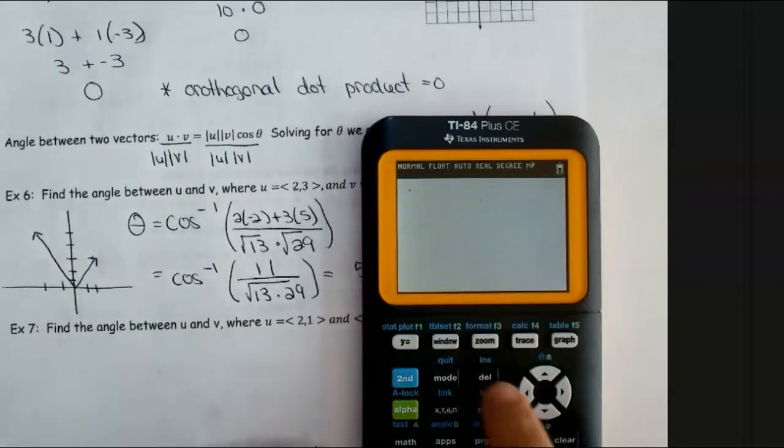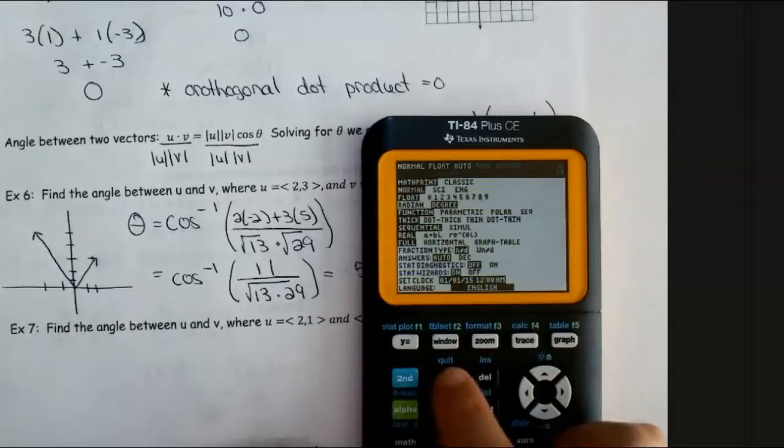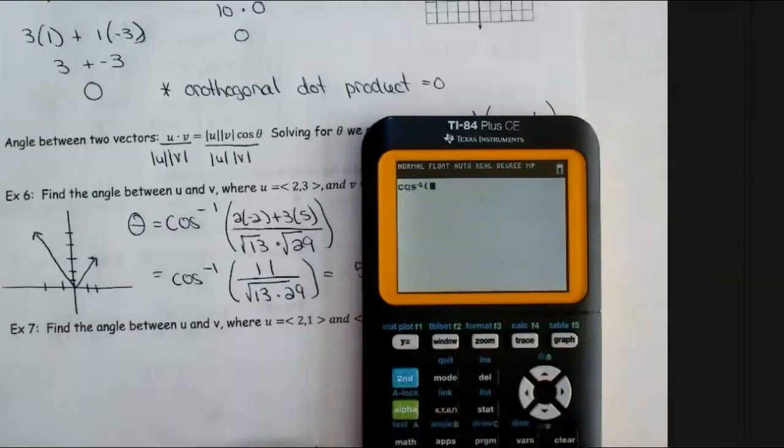Okay, first of all, I'm going to make sure I'm in the right mode. I'm in degree mode. I'm going to do inverse cosine, and I can type in everything that I see: 11 divided by the square root of 13 times 29. Close that, and we again should end up with what we got, 55.5 degrees.